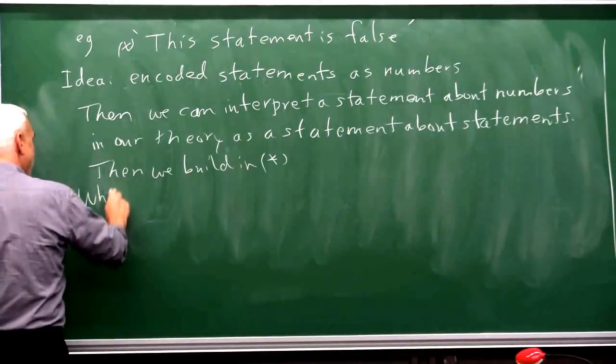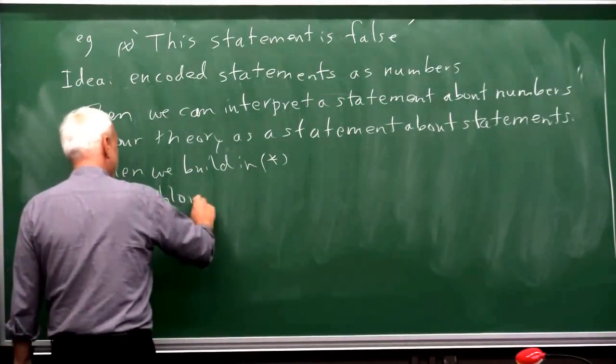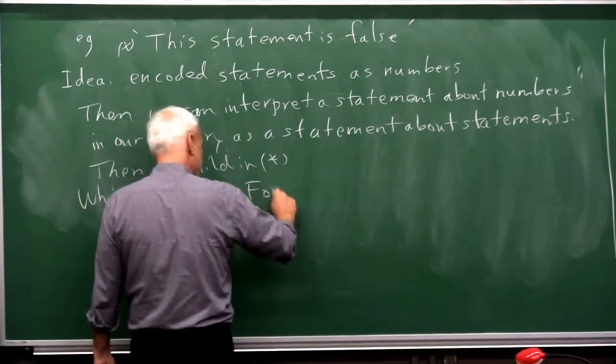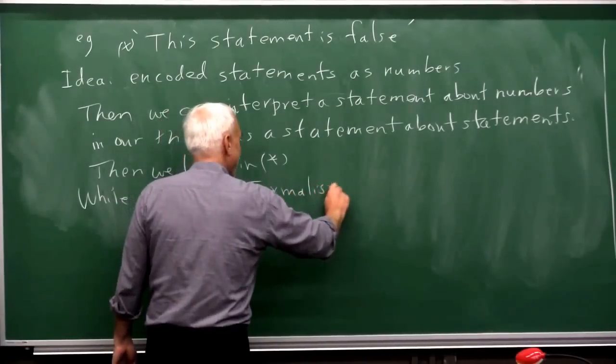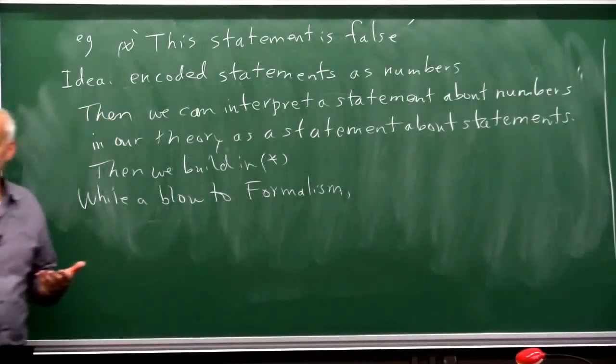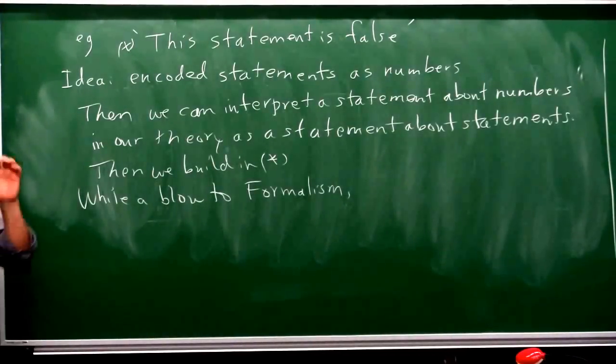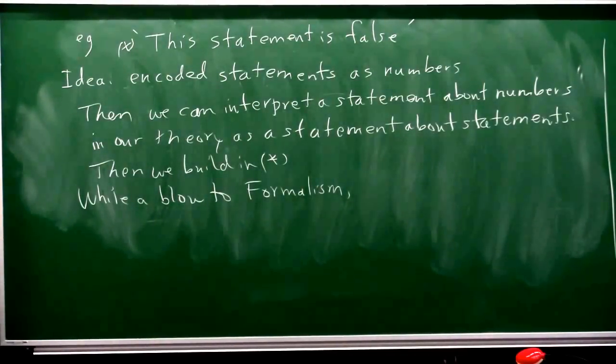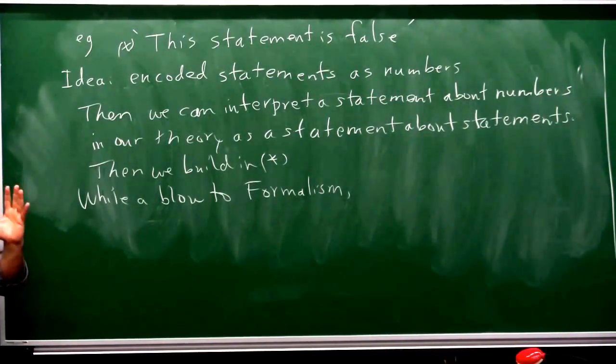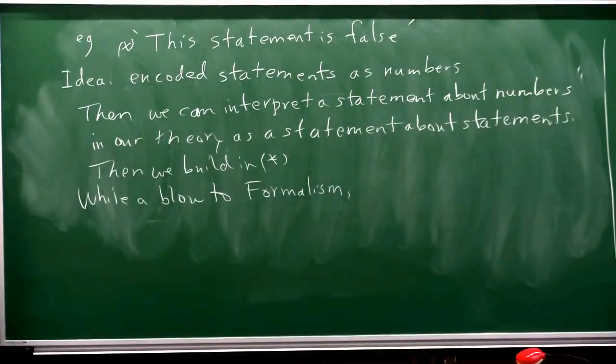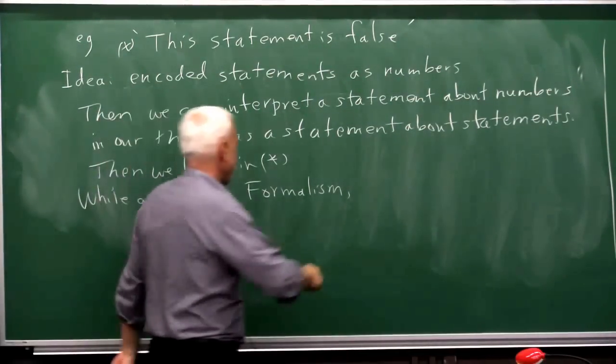So while a blow to formalism, somewhat surprisingly, formalism managed to hang on and survive this tempest and ultimately became more or less the established way of thinking about how set theory should be built up. So while a blow to formalism, it did not kill it.